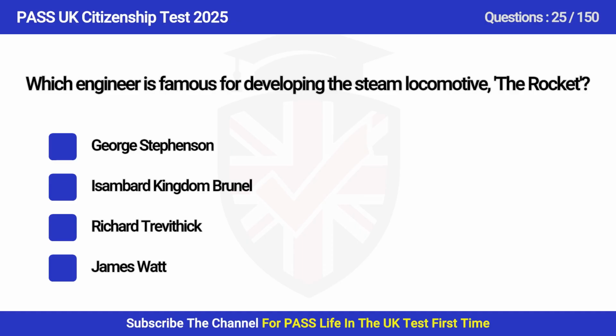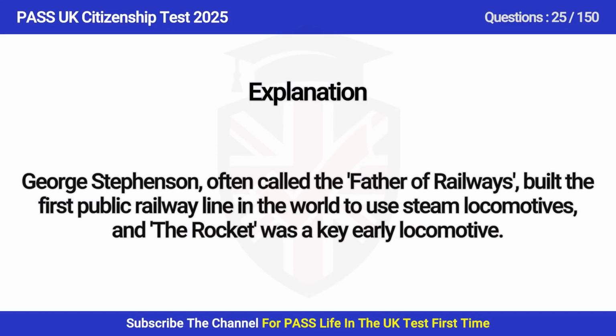Question 25. Which engineer is famous for developing the steam locomotive, the Rocket? A. George Stephenson, B. Isambard Kingdom Brunel, C. Richard Trevithick, D. James Watt. Answer is A. George Stephenson. Stephenson, often called the father of railways, built the first public railway line in the world to use steam locomotives, and the Rocket was a key early locomotive.